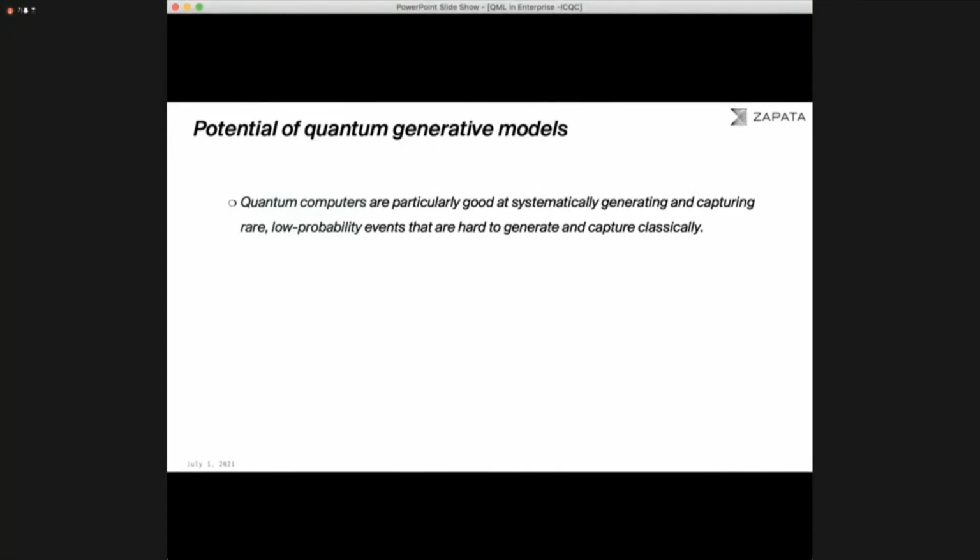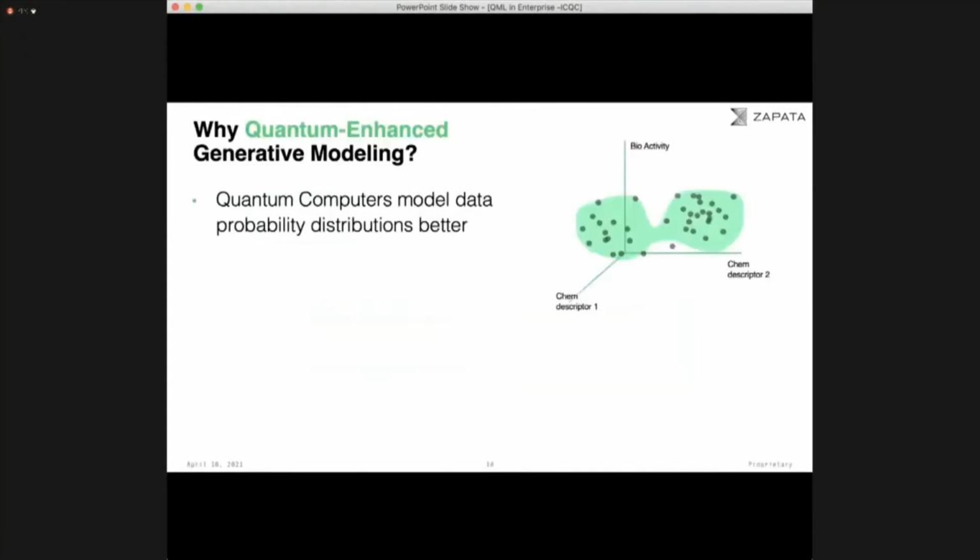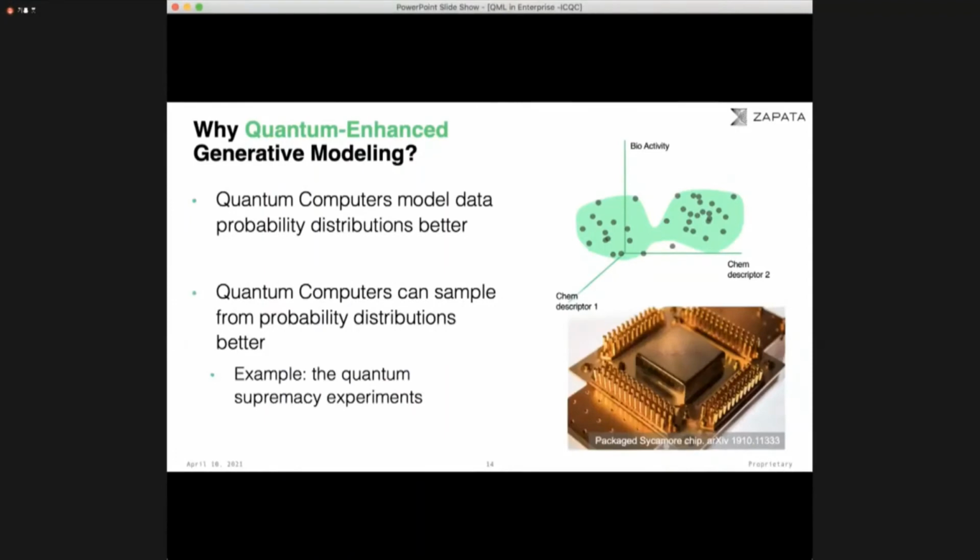And what we want to talk about today, though, is the potential of quantum generative models and why quantum can add something to this. So quantum computers are particularly good at systematically generating and capturing rare, low probability events that are really hard to generate and capture classically. So for example, because of this, they can model probability distributions in a better way, in a more detailed way. And they can sample from probability distributions better than classical computers.